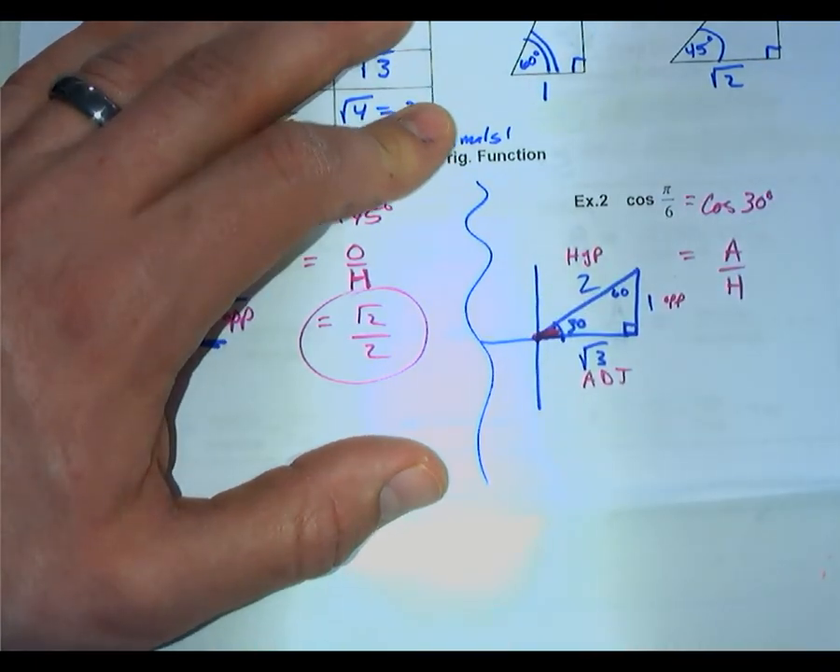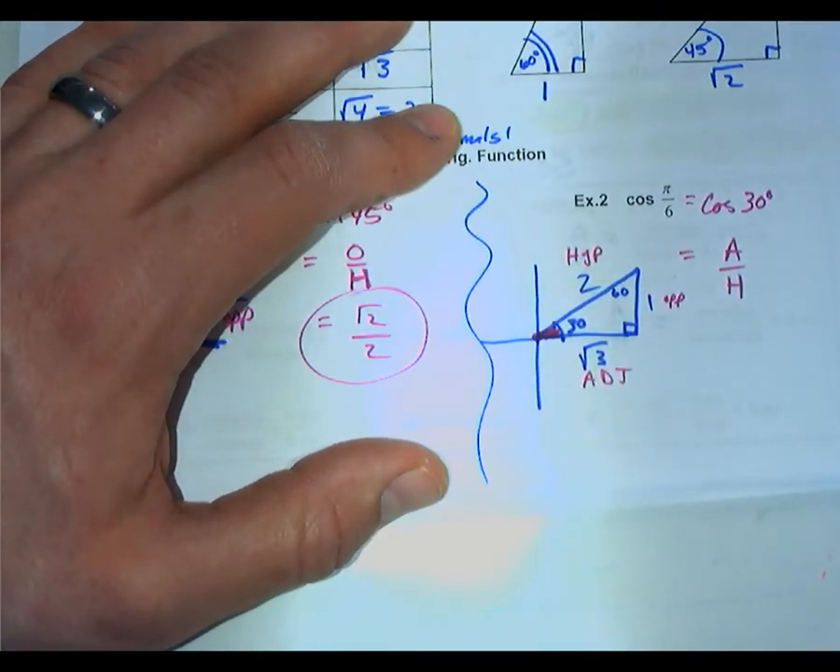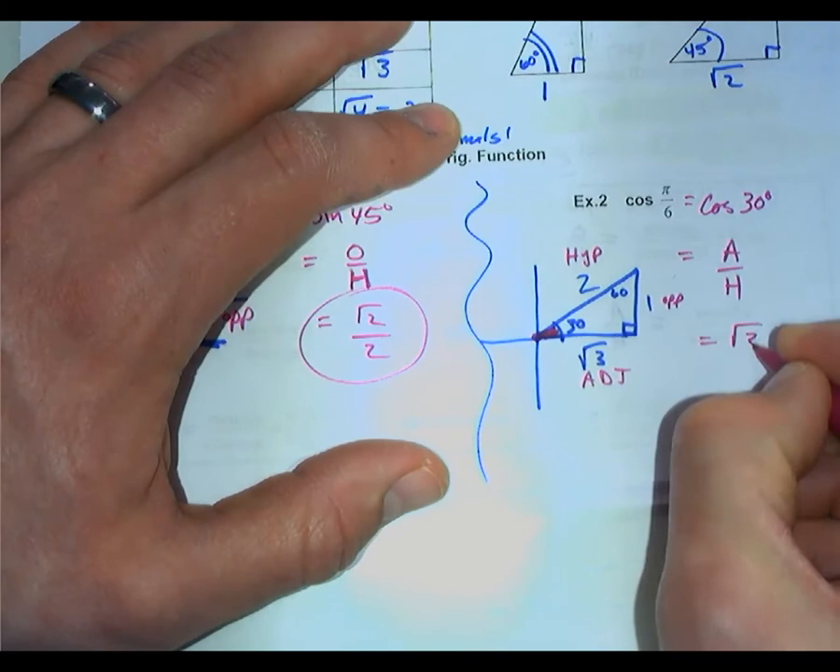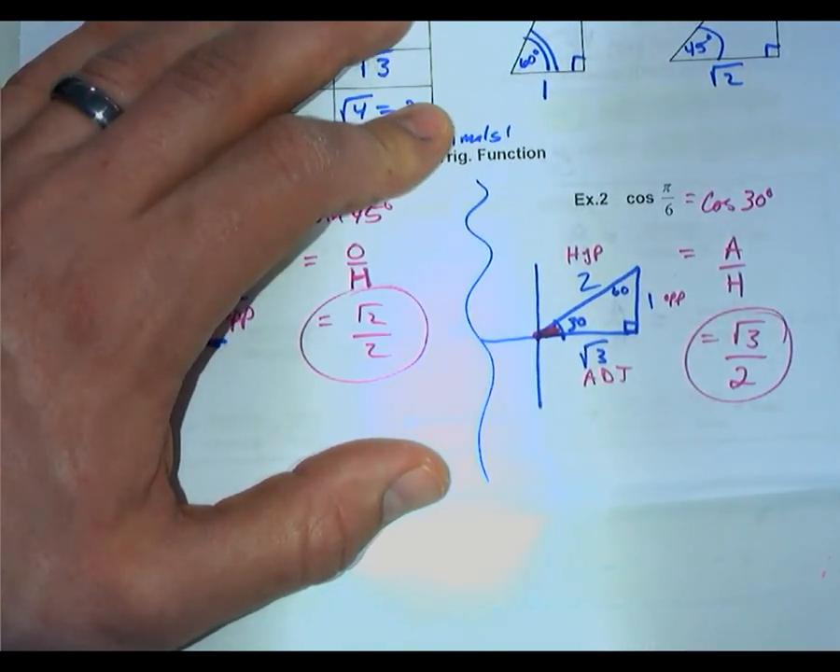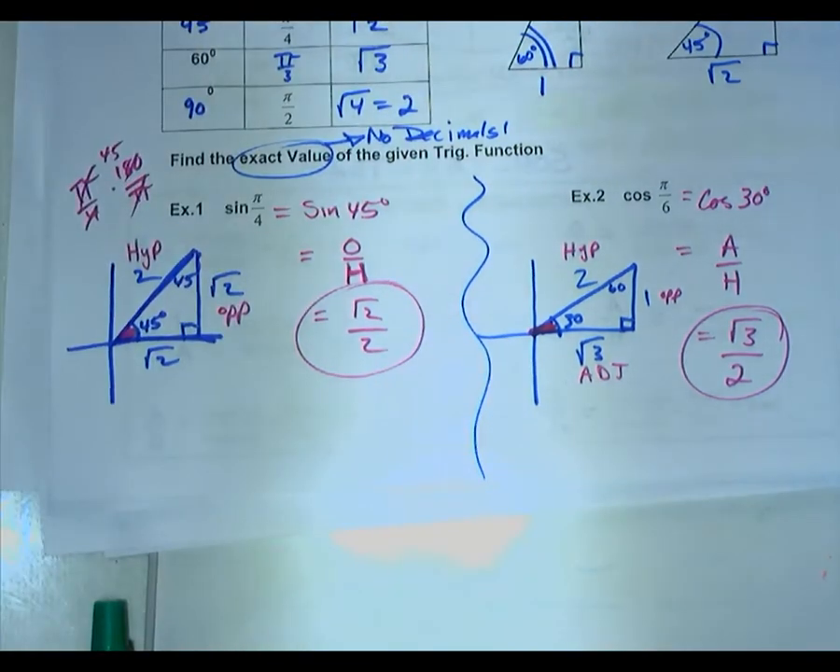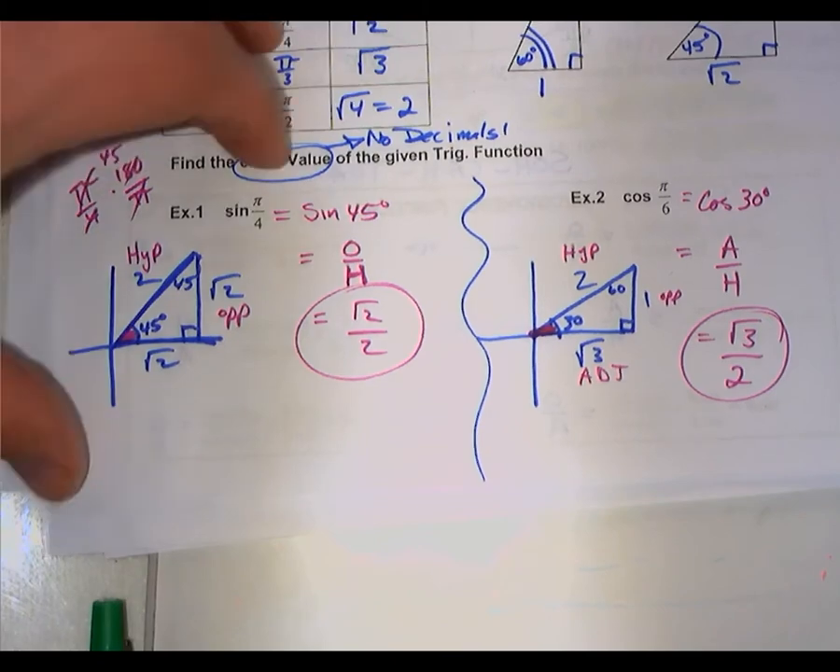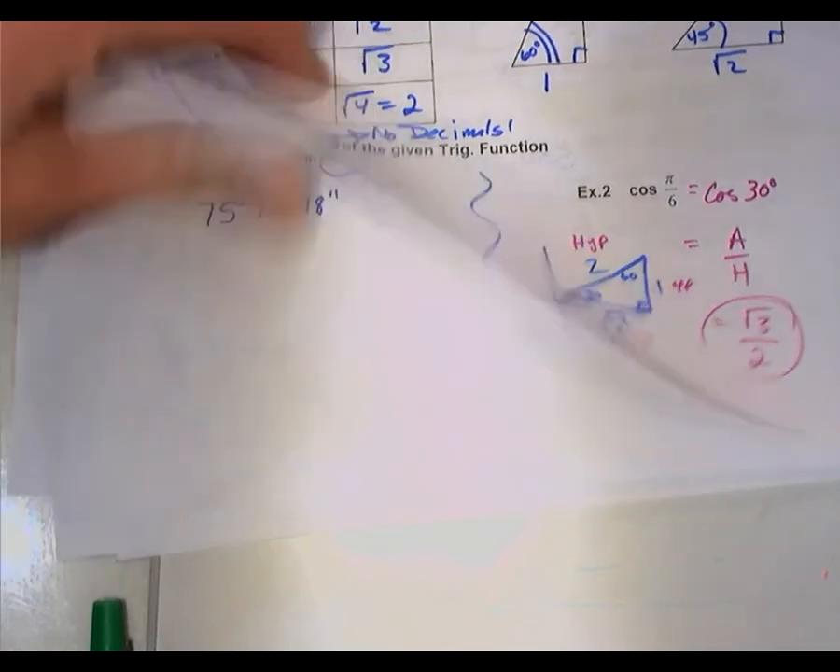So final answer, what's the cosine of 30 degrees? Adjacent is root 3, hypotenuse is 2. Done. Any questions there? That's not so bad, right? Who remembers doing this? Happy here? Yeah? Alright, so this is good practice.